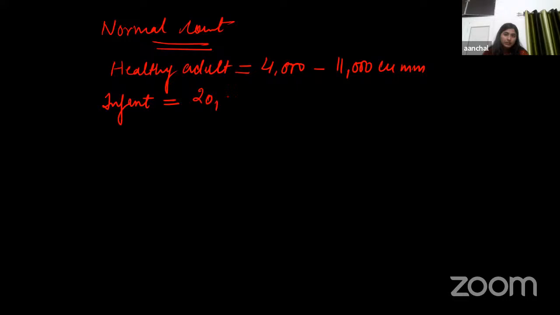Now, next we have the normal count. As we know, in a healthy individual the normal count ranges between 4,000 to 11,000 per cubic millimeter of blood, right? And in infants it is always larger. In infants it is about 20,000.